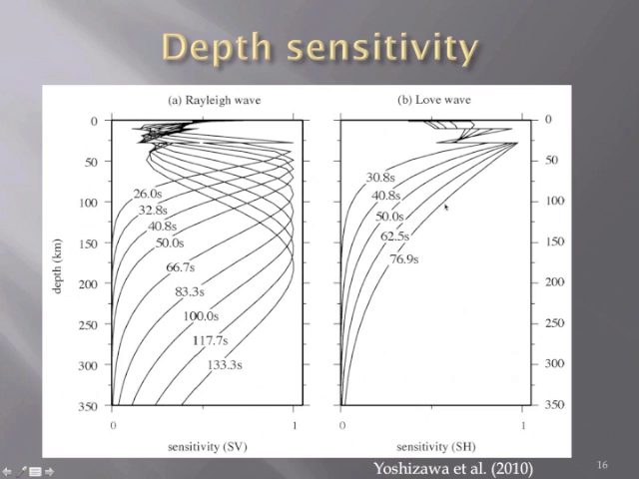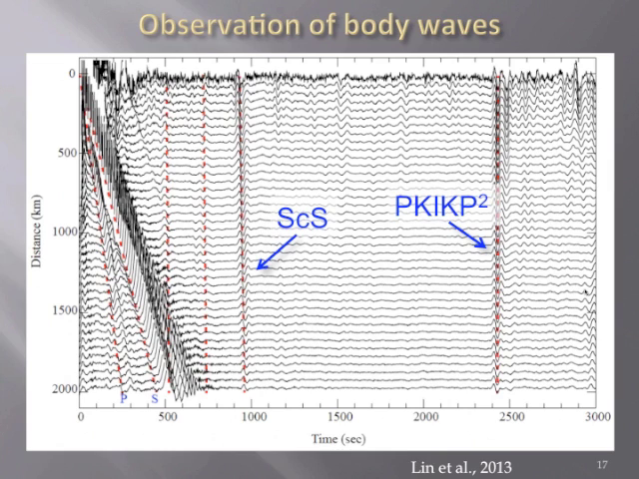And it's the same for Love wave, where the higher the frequency, the more sensitive the signal is to shallow structure, and the longer the period, the deeper it's sensitive to. So before I jump into surface wave tomography, I just want to mention that recently we also started to extract body wave out of ambient noise cross correlations.